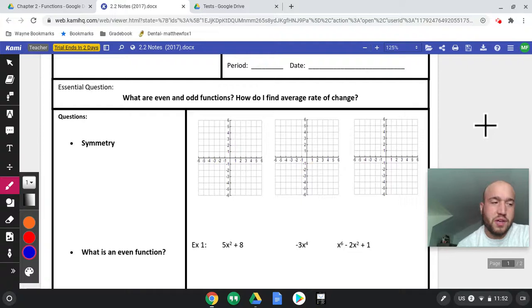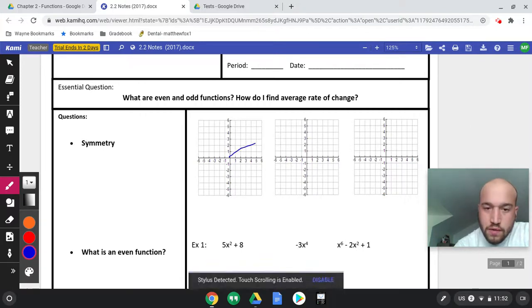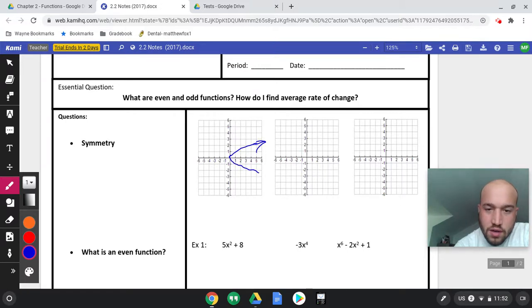Back in chapter 1, we talked about symmetry. We had 3 types of symmetry that we looked at. Okay, so I'm not going to have perfect pictures, but hopefully close enough. We had our symmetry on the x-axis.